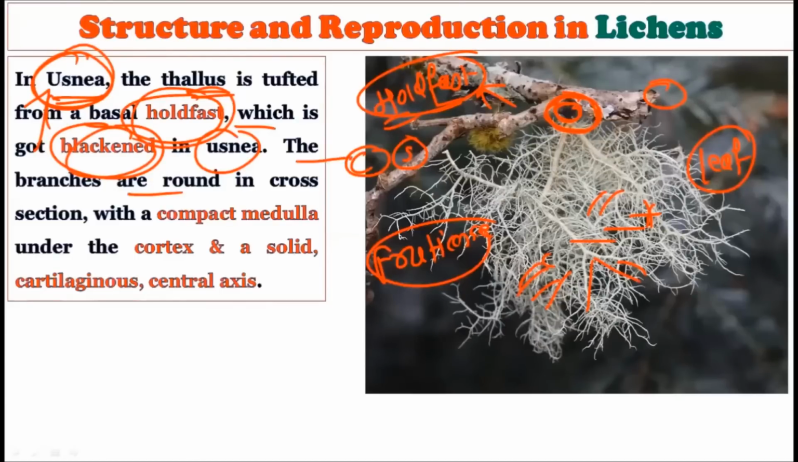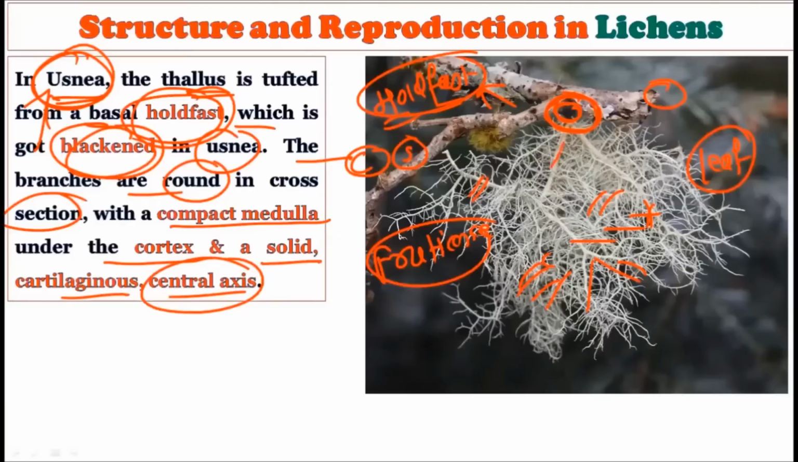Okay, the branches are round. Of course, when you cut these branches, these are round in cross section. Okay, and the compact medulla is there with the under cortex and the solid cartilaginous central axis. Okay, so the central axis is there because there is branching. There is the presence of a central axis, and around the central axis there is a compact medulla, and plus there is a cortex. So Usnea, which is the example for the Fruticose lichen, this Fruticose lichen shows very much differentiation when we compare them with the Crustose lichen or the Squamulose lichen.